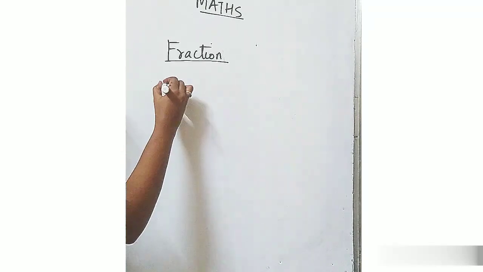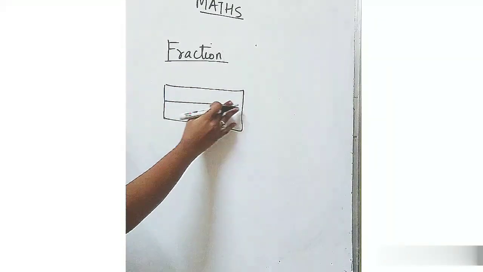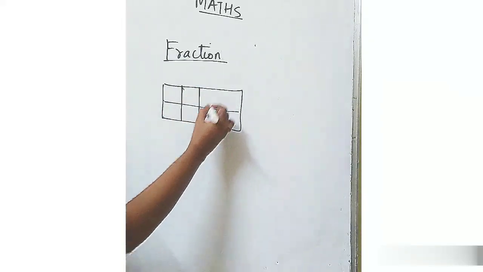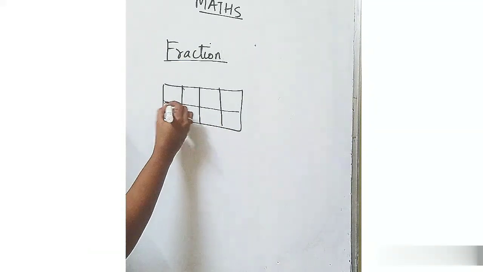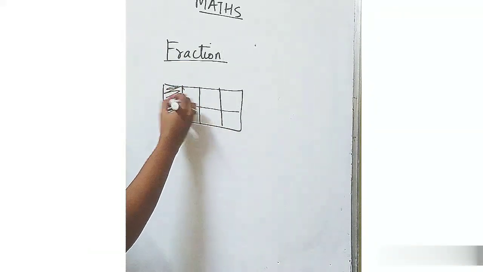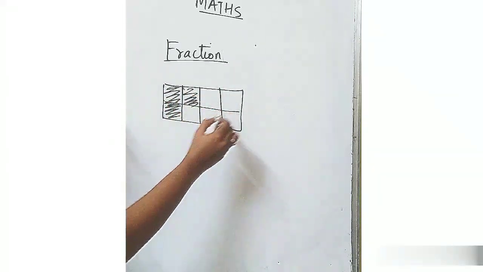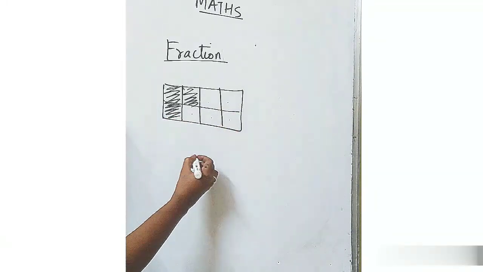If I'm talking about a big one, I'm taking some chocolate which has small pieces. Okay, I had eaten this much. Now how much is remaining, students? That will be a big question. So you can show this by fraction. How is it? You have to count it. 1, 2, 3, 4, 5, 6, 7, 8. So the total is 8.